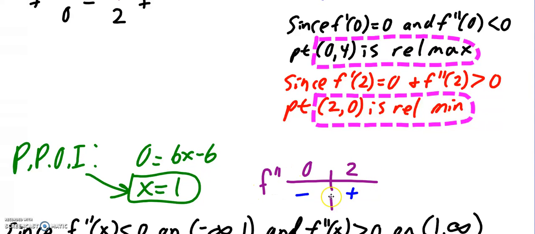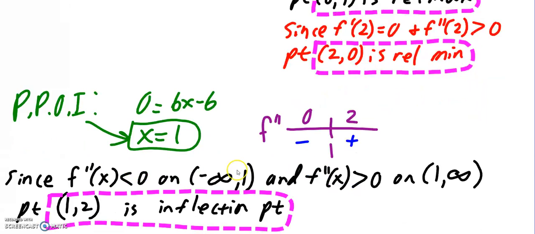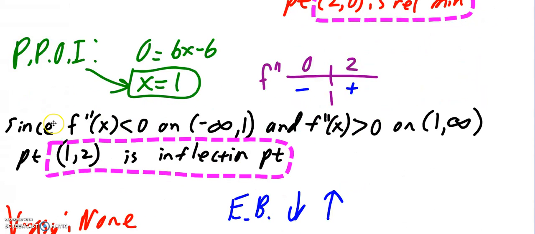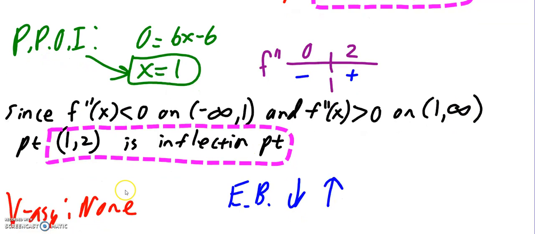So this is f double prime. I have 1. I plugged in 0. I plugged in 2. I saw negative. I saw positive. That's changing concavity. Therefore, I have an inflection point. So since f double prime of x is less than 0 on negative infinity to 1, and f double prime of x is greater than 0 on 1 to infinity, I know the point (1, 2) is an inflection point.